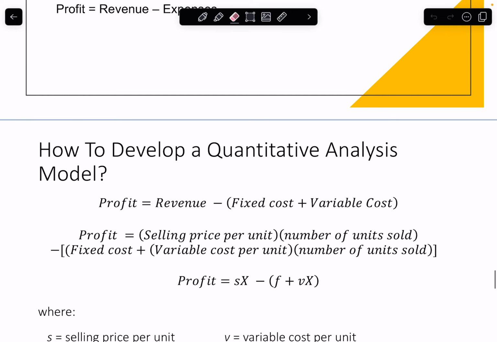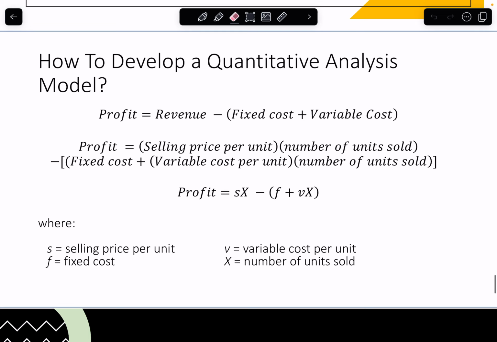On how to develop the model, the profit is equal to the revenue minus the expenses. For the expenses, there are fixed costs, which are usually the machines and the services that we need to deliver or develop that product, plus the variable cost. It could be the raw material for us to produce that product or service.